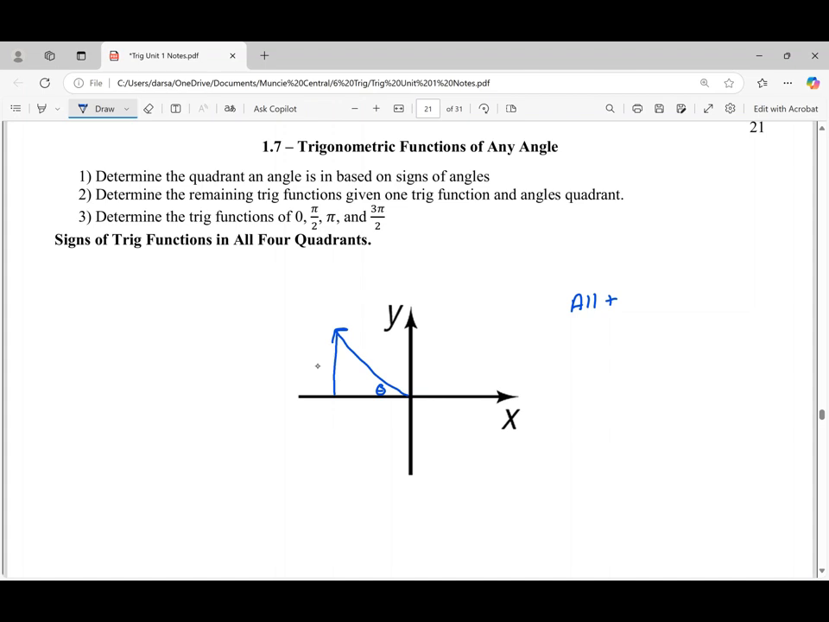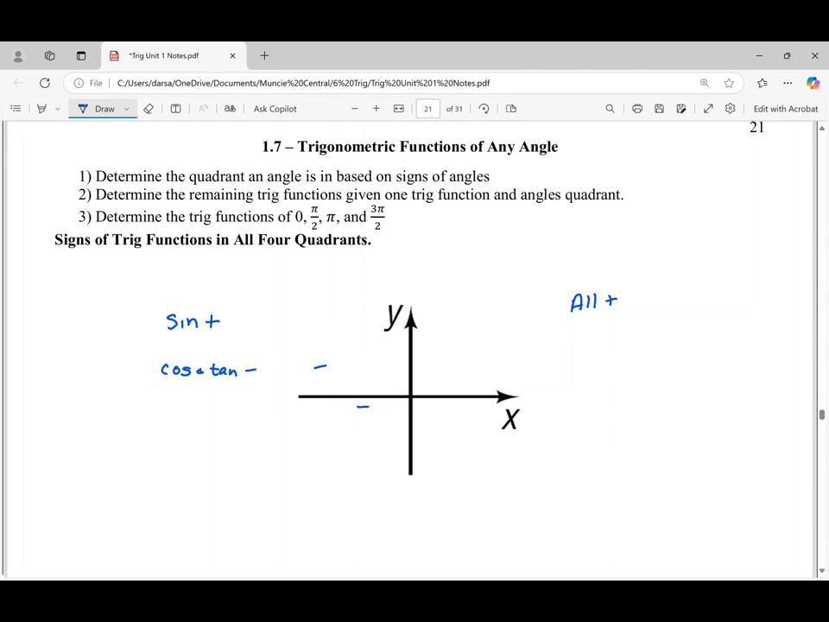And on this side, we can see that the opposite is going up, which is a positive, but the adjacent, we are going to the left. That is on the negative x-axis. So the adjacent will be negative. And then because of the Pythagorean theorem and a few other things, we always consider the hypotenuse to be positive. So over here, we can see that sine will be positive, but that cosine and tangent are going to be negatives because CAH, adjacent will be a negative over a positive, and TOA will be a positive over a negative.